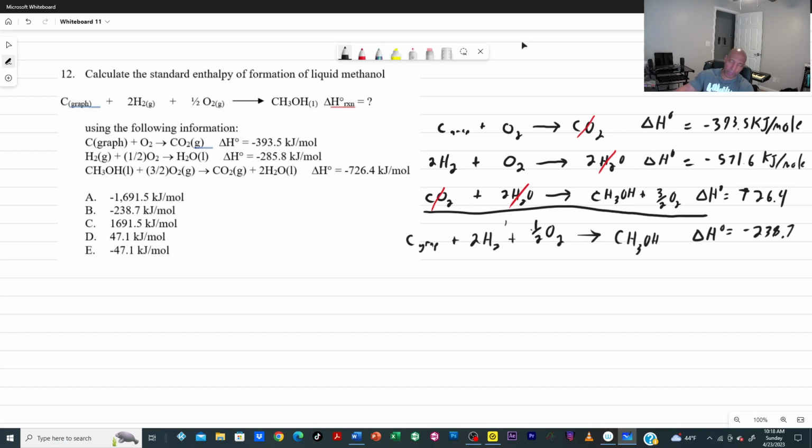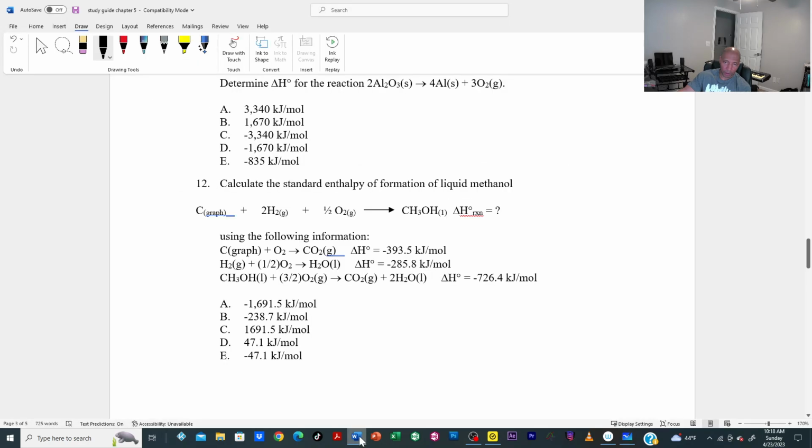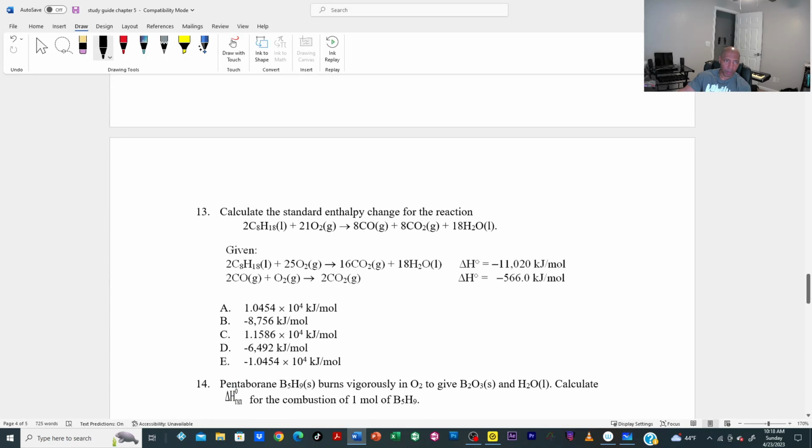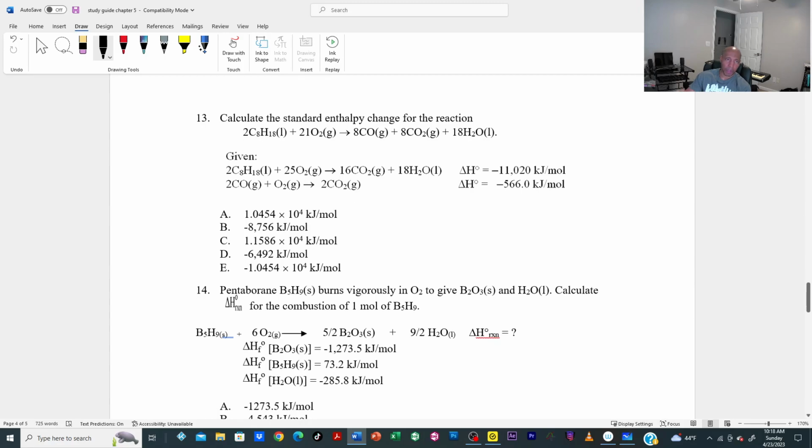Delta H is equal to a negative 238.7. Okay, so my answer is a negative 238.7, and that would correspond to B, wouldn't it? Okay, so you guys get the gist of this.